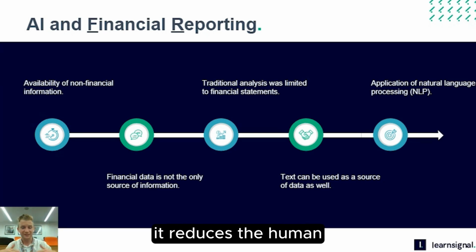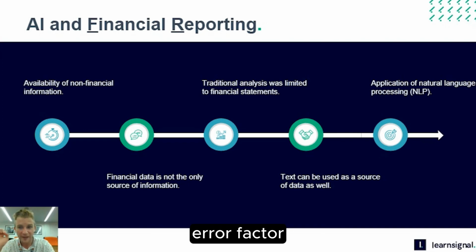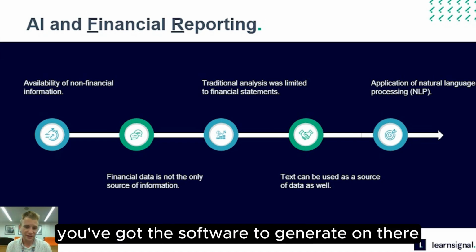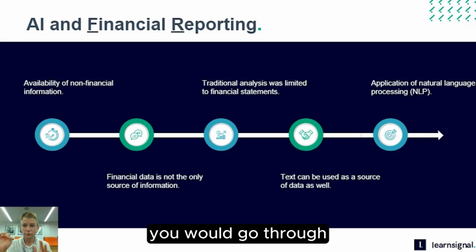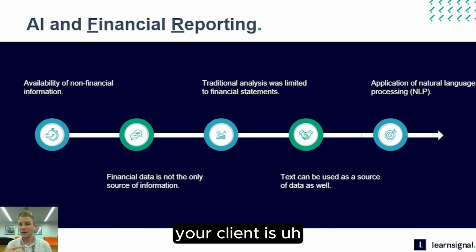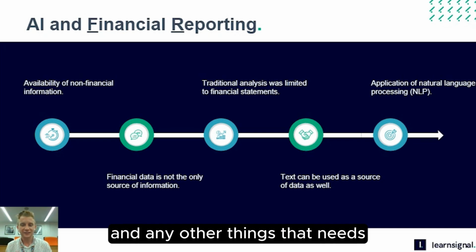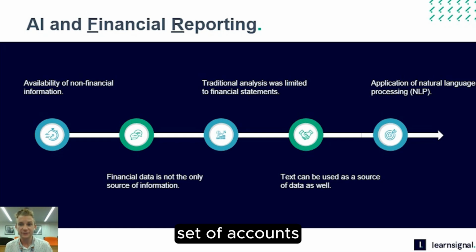It reduces the human error factor. In the past, I bet you any money, it used to be: here's the company tax return, you've got the software to generate it, and you would go through it because you know your client is maybe a farmer or something along those lines. Then you would make sure you've got the correct disclosures and any other things that needed to go into that set of accounts for any stakeholders that may look at it, maybe they're going for a mortgage or something along those lines.